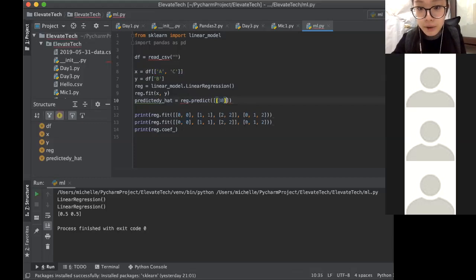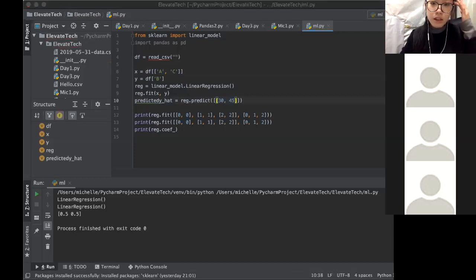Because we need to predict from two values to determine our y, you're going to probably put, I don't know, 30, 45, and you're going to predict the y. So that's the way for the basic linear regression. But linear regression is just the most simple way of doing them.